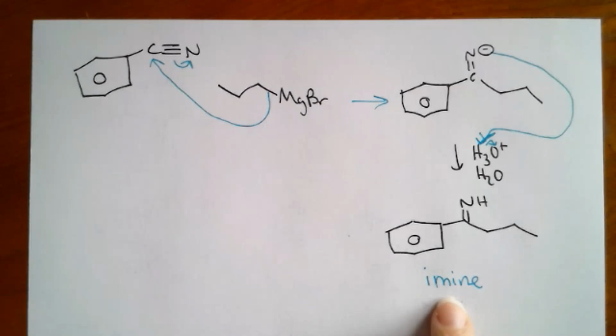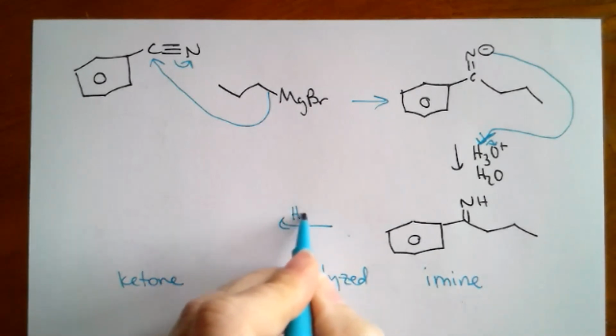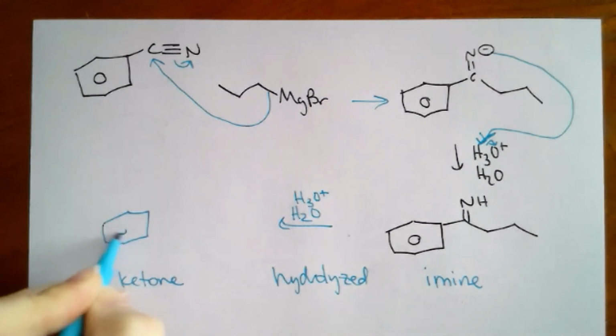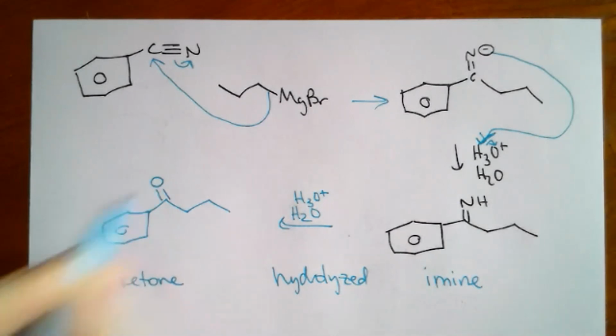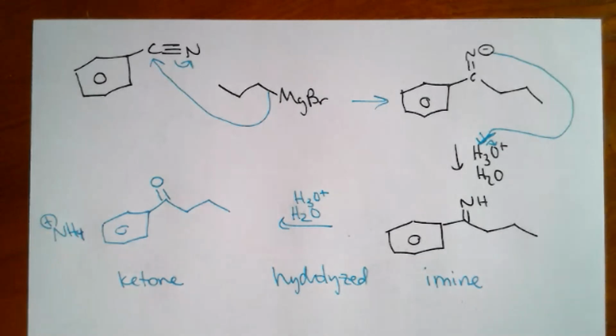We're going to talk quite a bit about imines when we talk about the reactions of aldehydes and ketones beyond organometallics. But imines can be hydrolyzed to form carbonyl compounds. This imine is going to be hydrolyzed to form a ketone. This NH4 is produced as a byproduct.